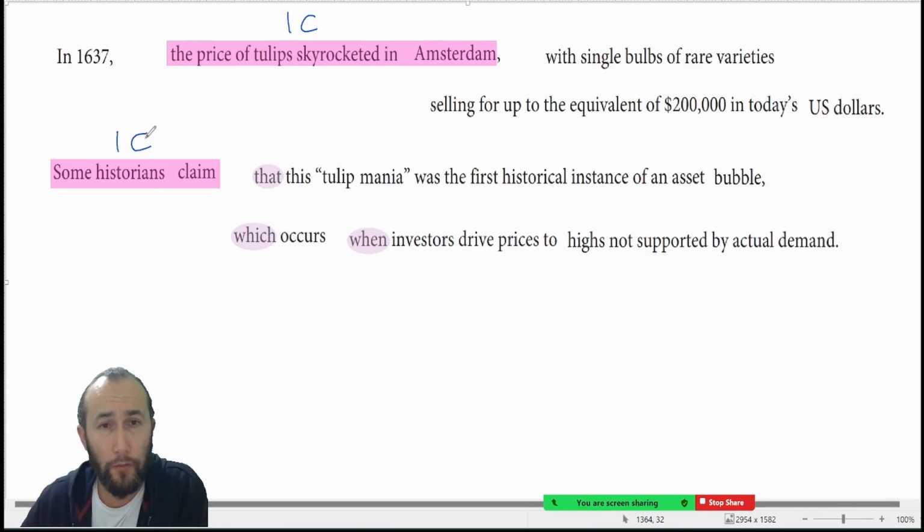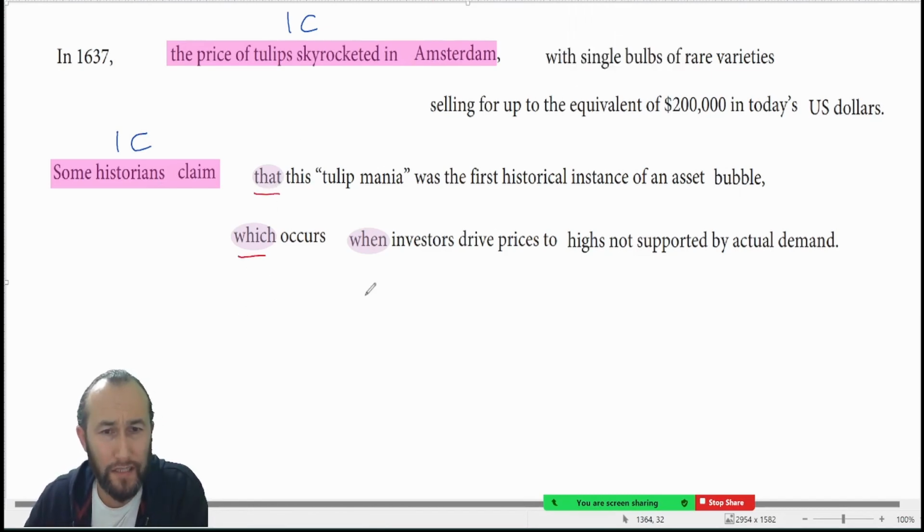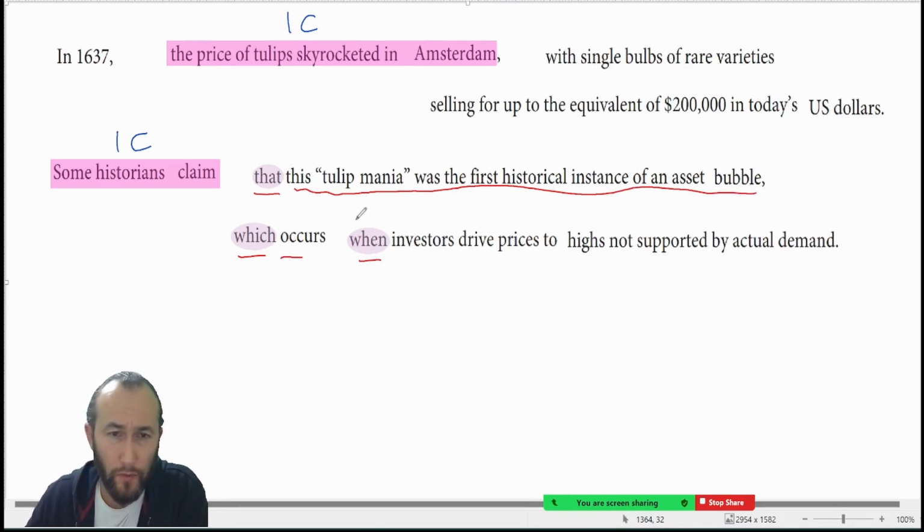Now I'm going to show you the dependent clauses. And dependent clauses, as I said, we can identify through the connectors. They are attached to connectors, and a dependent clause starts after the connector. So we've got that. That means this tulip mania was the first historical instance of an asset bubble. That is a dependent clause. And this is also one, right? Another piece of information here.